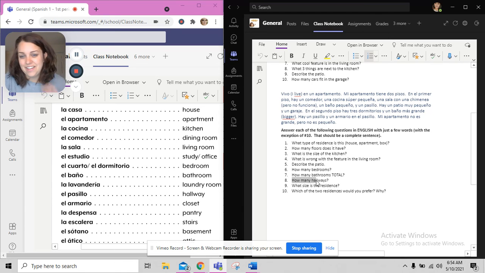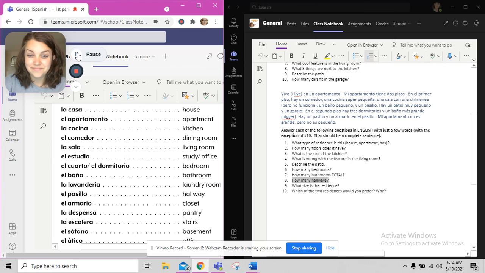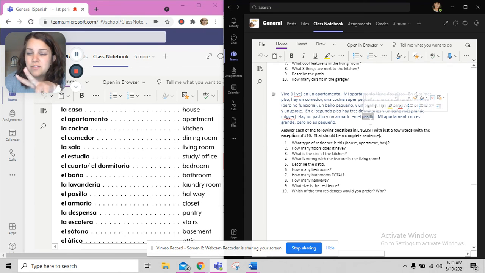All right. Número 8, number 8 says how many hallways? All right, so we need to find the word for hallway, which is right here. So we have the word pasillo for hallway. So we're going to find how many pasillos there are. So really you're just going to scan this paragraph for the word pasillo. Here we have pasillo once. And here we have pasillo again. And it is here a third time, but I promise you that that one doesn't count, okay? Because this one says there's a hallway and a closet in the hallway. So it's really just describing the same hallway. All right, so how many hallways do we have total?